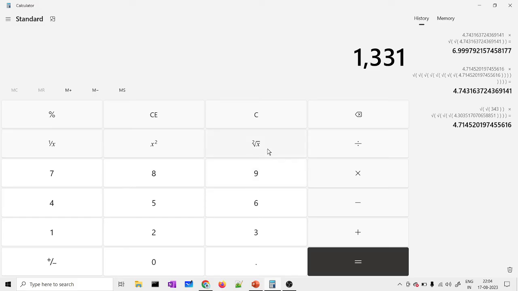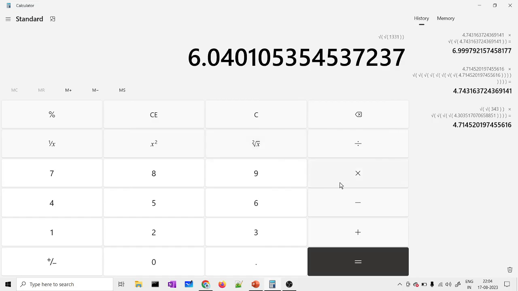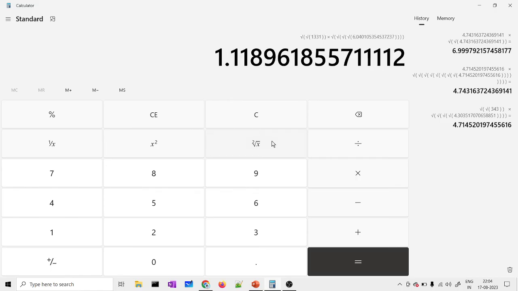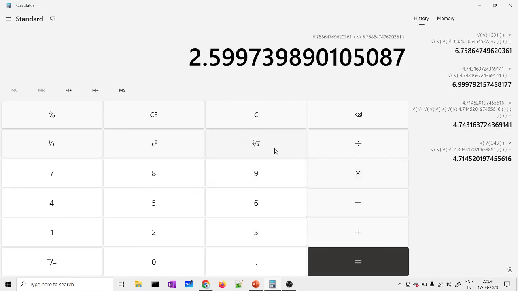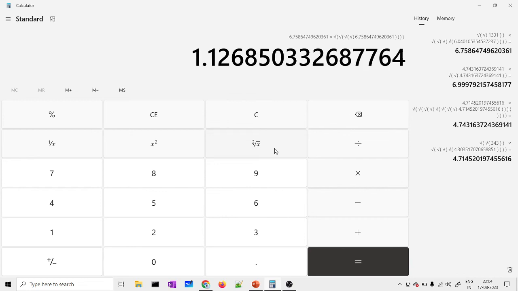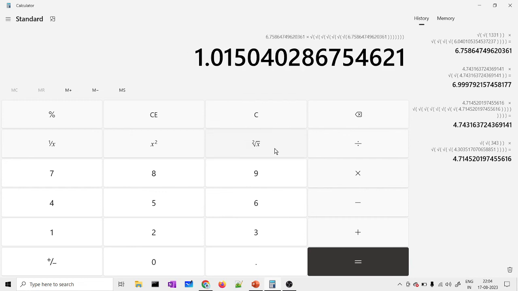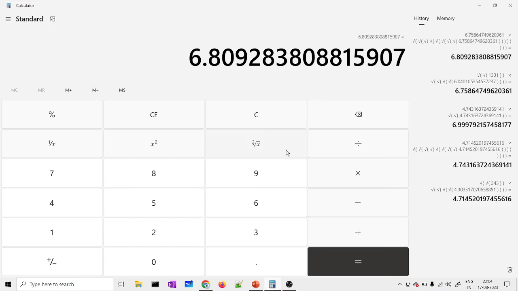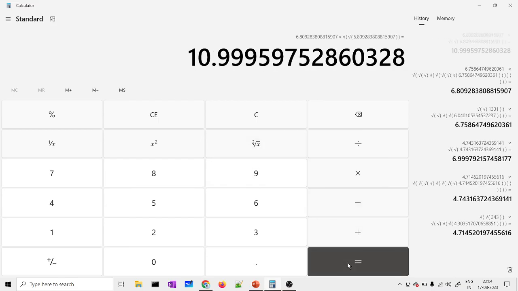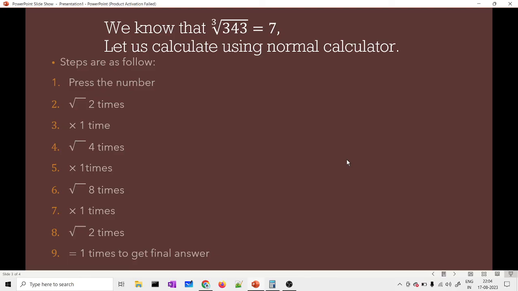So I'll press square root 2 times, 1, 2, multiply, then 4 times, 1, 2, 3, 4, then multiply, 1, 2, 3, 4, 5, 6, 7, 8. Last 2 times, 1, 2, and then the equal sign. You can see the answer is 10.999. That is the same as 11. Right? So just note this step down or practice this once or twice and you will remember it. This is one of the easiest ways in which you can find out the cube root in the examination.